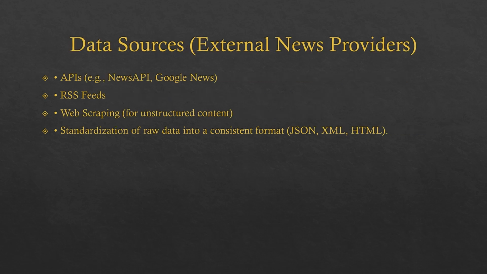Now let's look at the various data sources that provide content to the aggregator. News can be pulled from APIs like News API or Google News, RSS feeds, and through web scraping for unstructured content. It's essential to standardize all raw data into a consistent format such as JSON, XML, or HTML to streamline processing.